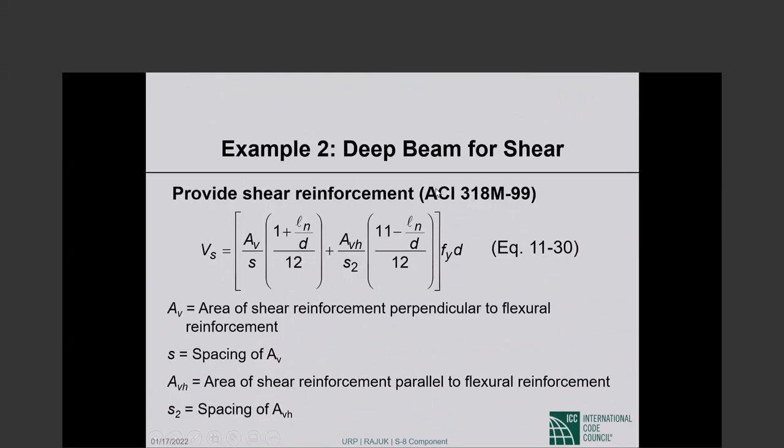Now, this is the ACI 318-99 expression for V sub S, the contribution of shear reinforcement. Remember we have vertical shear reinforcement and horizontal shear reinforcement in a deep beam. The vertical is A sub V, the horizontal is A sub VH. S is the spacing of the vertical reinforcement, S sub 2 is the spacing of the horizontal reinforcement.